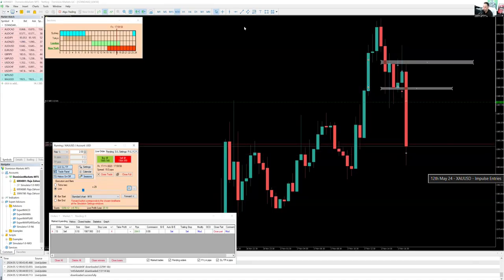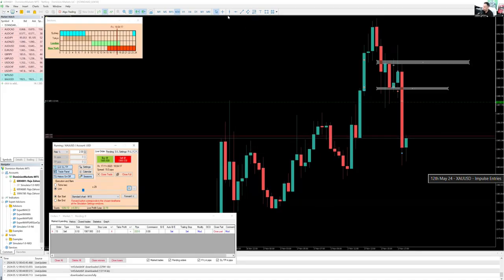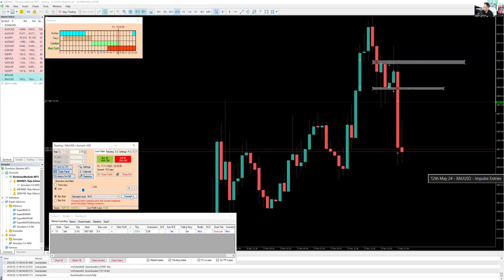How often does NY close have volume though? NY close has no volume. London close has volume. So this is the London close hour here. So let's forward to see what happens.